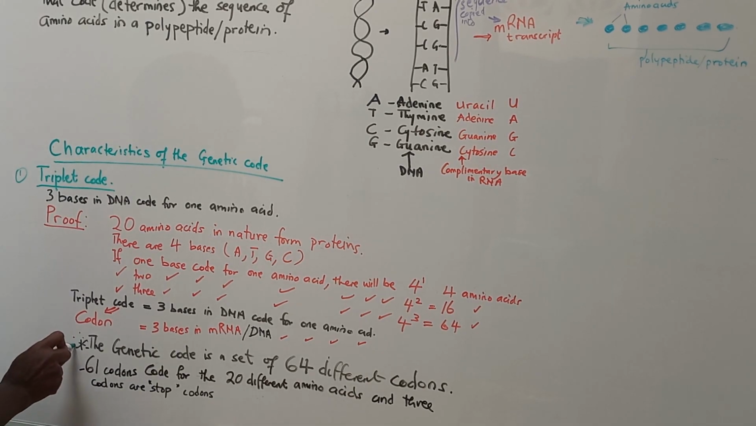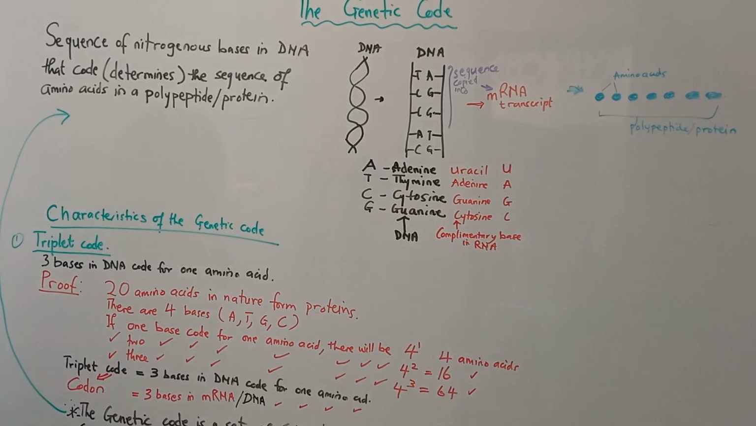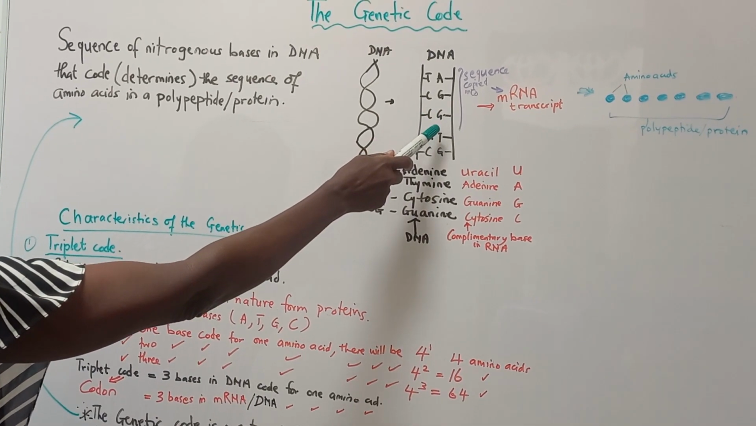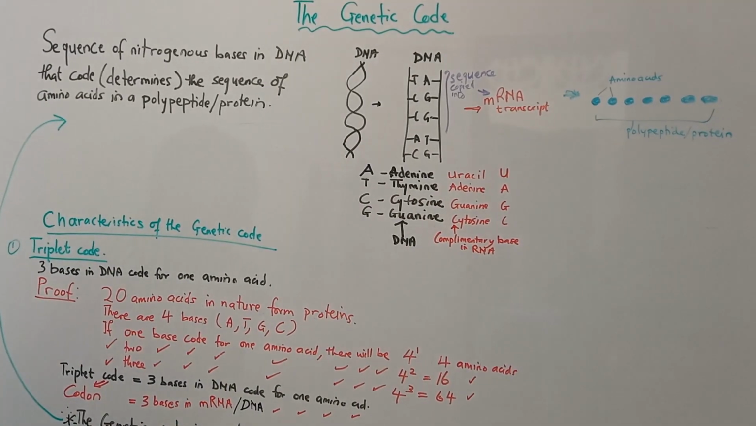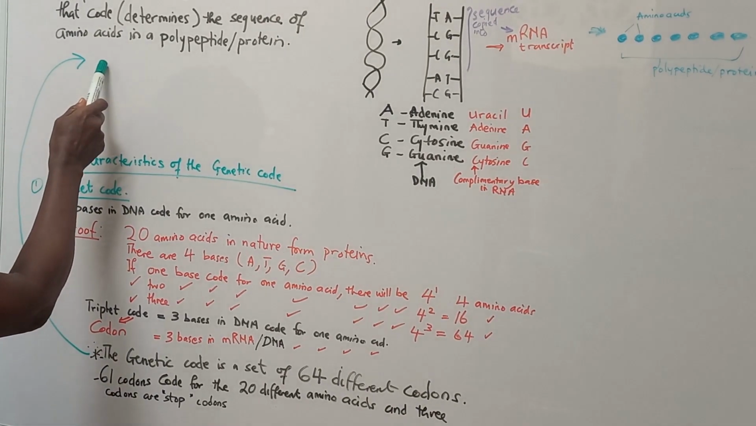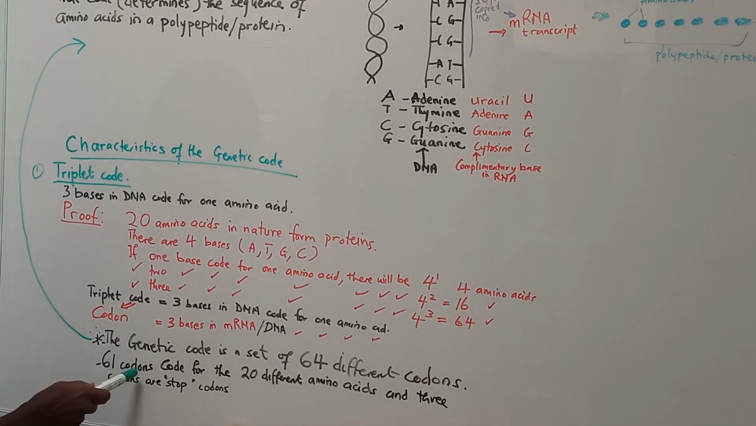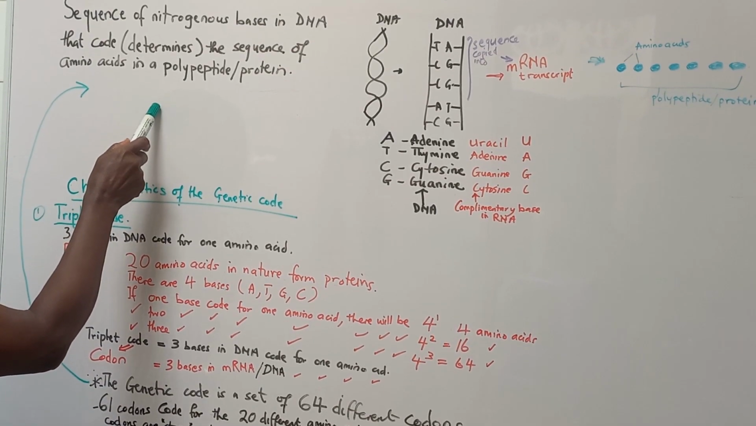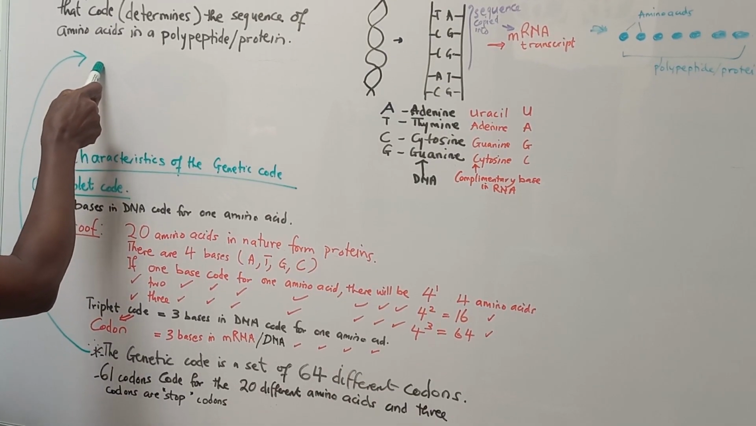So we can say that the genetic code is a sequence of nitrogenous bases in the DNA that code for amino acids that should be included in a polypeptide, and that the genetic code is a set of 64 different codons. Of the 64 different codons, 61 code for amino acids and 3 are stop codons. So we can add this to our definition of the genetic code.